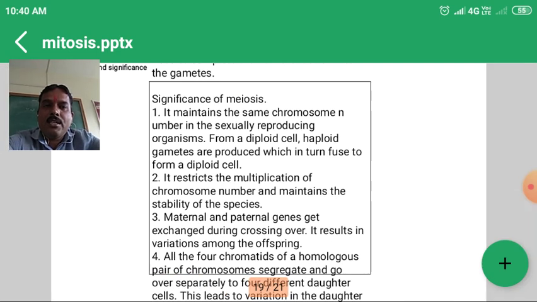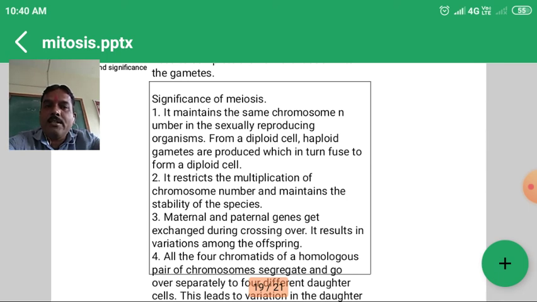So what is the significance of meiosis? Majorly, in sexually reproducing organisms, the maintenance of the chromosome number is important. From the diploid cell, haploid gametes are produced, and when they fuse, they form the diploid cell again. Meiosis restricts the multiplication of the chromosome number and maintains the stability of the species.